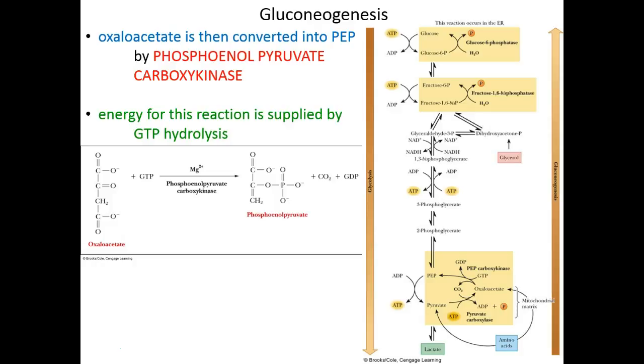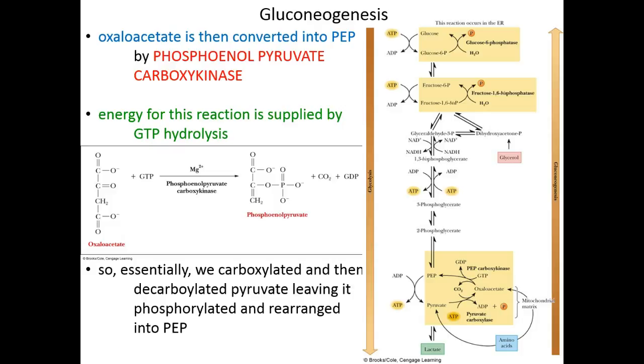This reaction also requires energy. In this case, the energy is coming from GTP. And so oxaloacetate, with its extra carbon dioxide near the bottom, and some energy in the form of GTP, can remove that carbon dioxide molecule, add a phosphate group to the molecule as well, release the carbon dioxide as waste, and we have GDP as our expended energy source. So essentially, we can summarize these two steps of going from pyruvate to PEP as carboxylating and then decarboxylating pyruvate, leaving it as a phosphorylated and rearranged version of itself, PEP.